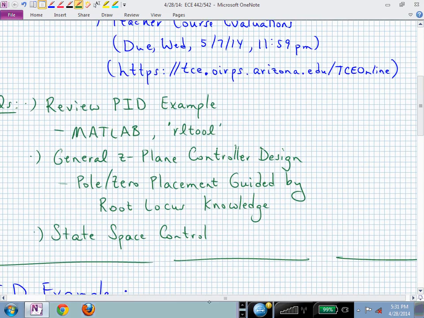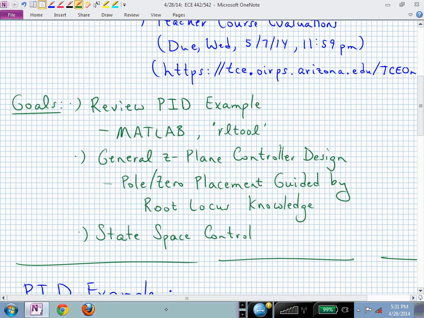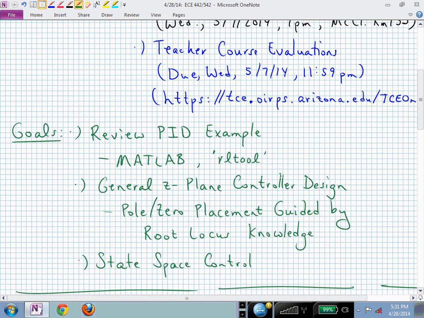And today what I wanted to try to do was go through three things. One is a review of the PID controller example that somebody was asking about via email, and then some other people are saying they're using this RL tool, which means root locus tool in MATLAB, and maybe that's one way that you could obtain a little bit more intuitive feel for the root locus if you can set it up properly. And I'm not sure I will be able to do that, but you can correct me when I have mistakes.